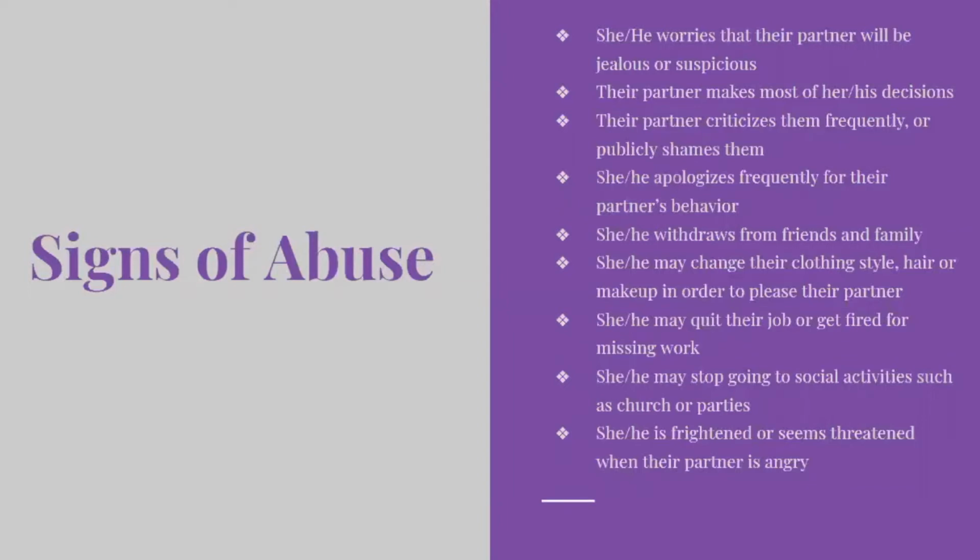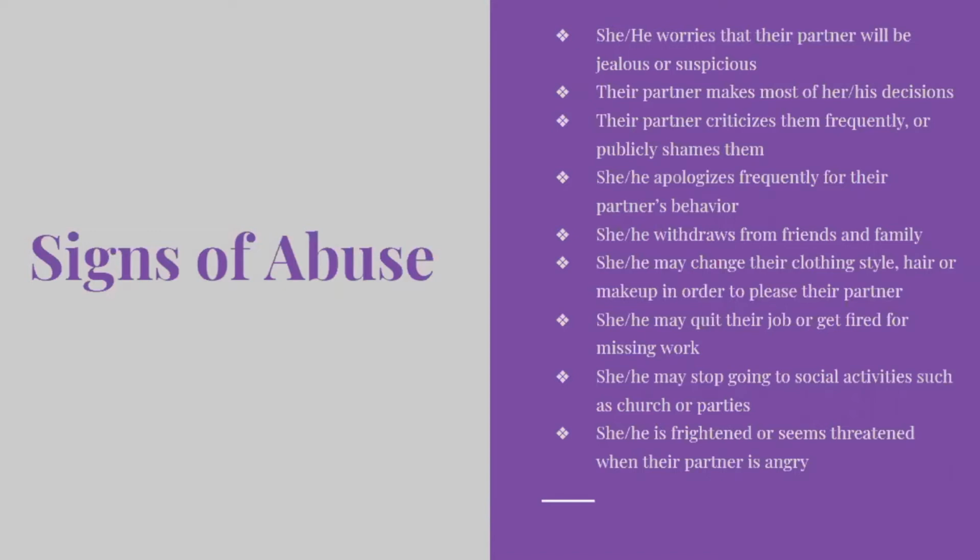Their partner also may make most of his or her decisions. This partner may dictate what time the victim goes to the store, and when or where they can go to certain places. Their partner also may criticize them frequently or publicly shame them, saying negative things like, you're never going to be anything, you can't amount to anything, you look disgusting. Those types of things a partner may say.